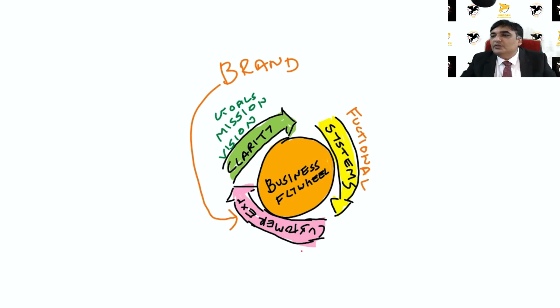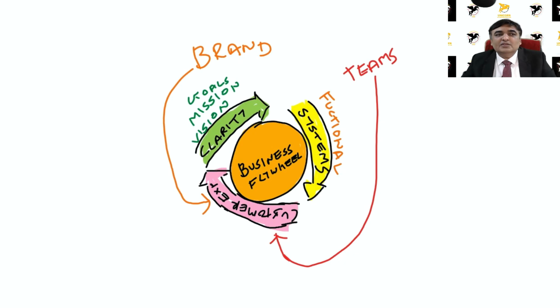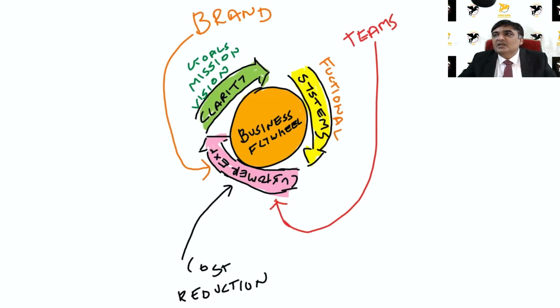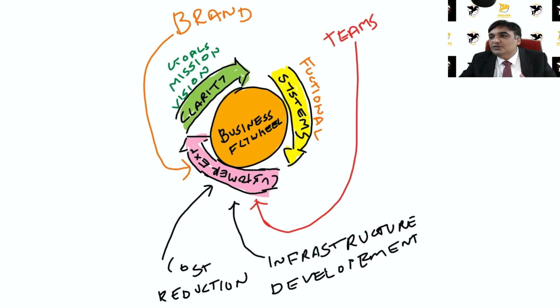When these things happen, you need teams. Once you give clarity to your teams, once you set functional systems for your different kinds of teams, it again enhances the customer experience, and it again leads to brand building. In turn, it helps you in reducing costs, and once you invest in infrastructure development, everything goes into enhancing customer experience. And when this happens, you are getting more market share, more profits, more sales, great brand image.